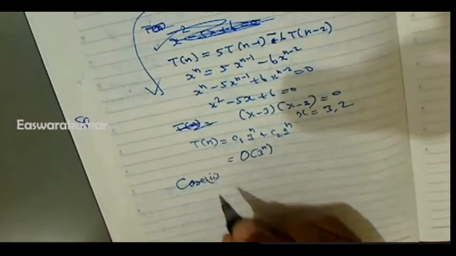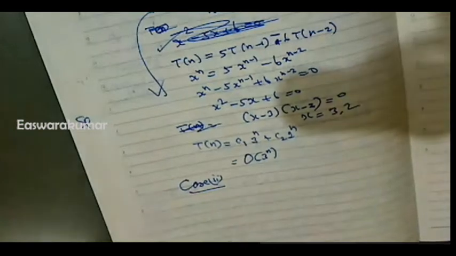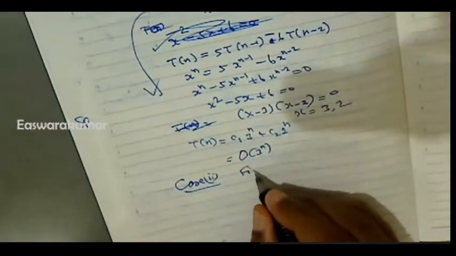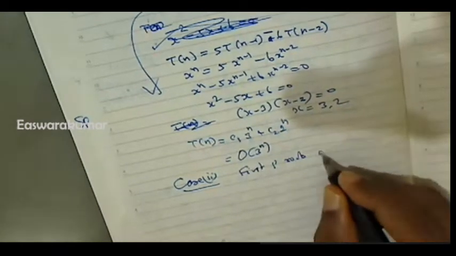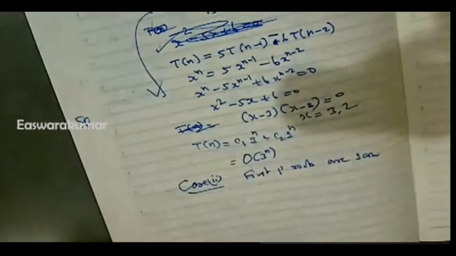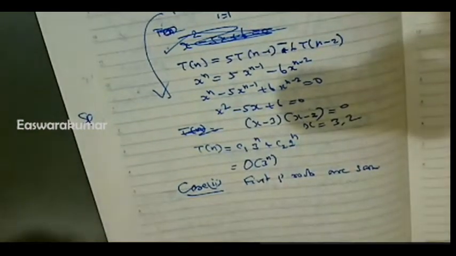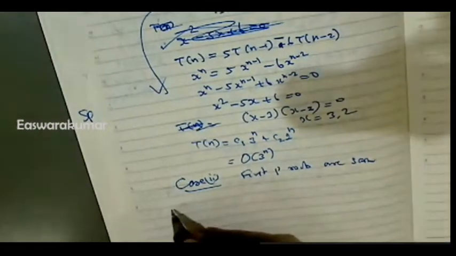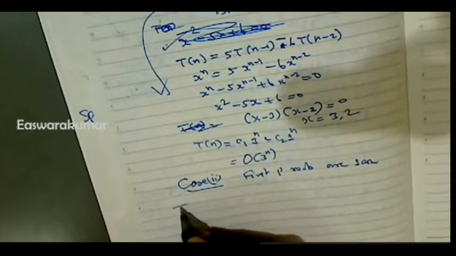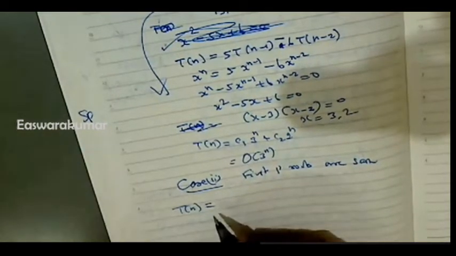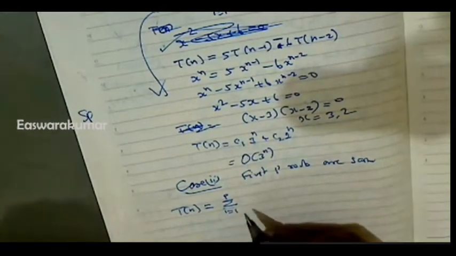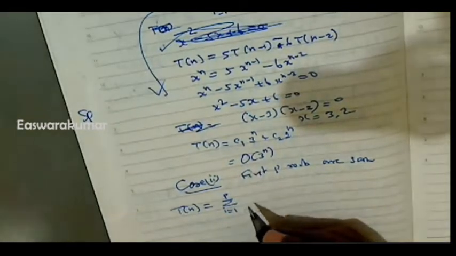We can see the second case. So that is case 2. Suppose the roots are not distinct. We can assume that the first p roots are same, and we assume that the remaining roots are distinct. So if the first p roots are same, then the solution is t of n is equal to sigma i is equal to 1 to p.